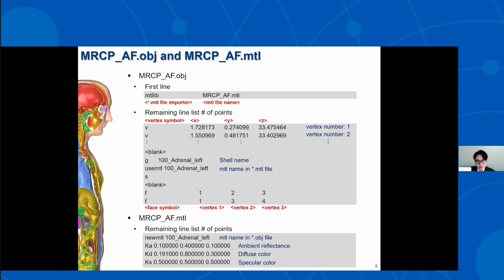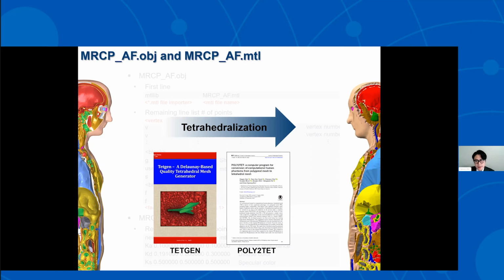After the modification using the 3D CAD programs and the like, the users can easily tetrahedralize the phantoms using the poly2tet program based on the TetGen program, and then use them for the Monte Carlo dose calculations. Please refer to the poly2tet paper for the detailed process for the tetrahedralization.